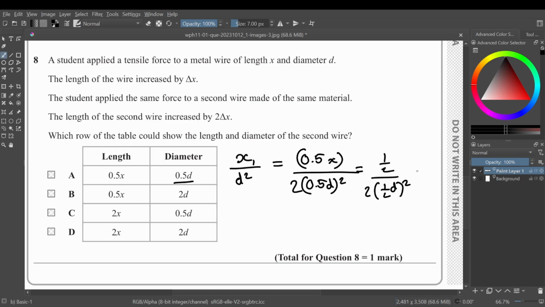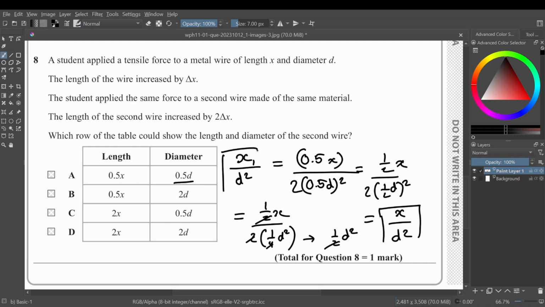Now if you write it further, it becomes 1 by 2 times 1 by 4 d square. So now you can cut these two and it will become 1 by 2 d square, and then you can cut these two as well, as per the reciprocal rule. So it will become, make sure to add x as well, I forgot to add x, so it will become x by d square. Basically this matches with this, so your answer is correct.